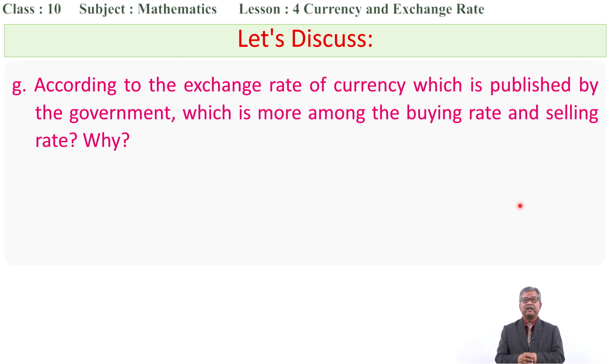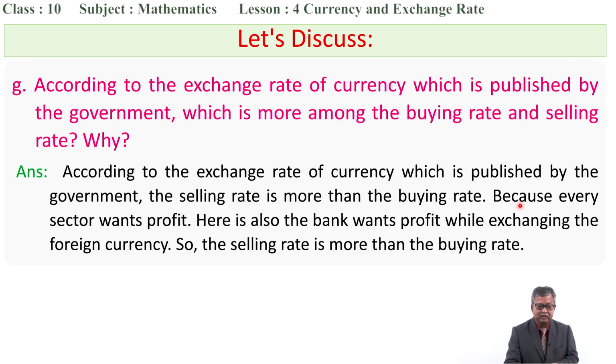Clear? And why? I showed you the slides of the exchange rate, where the buying rate is what? Less than the selling rate, isn't it? So that's why we say that the selling rate is more than the buying rate. Okay. So according to the exchange rate of currency, which is published by the government, the selling rate is more than the buying rate. Or not?